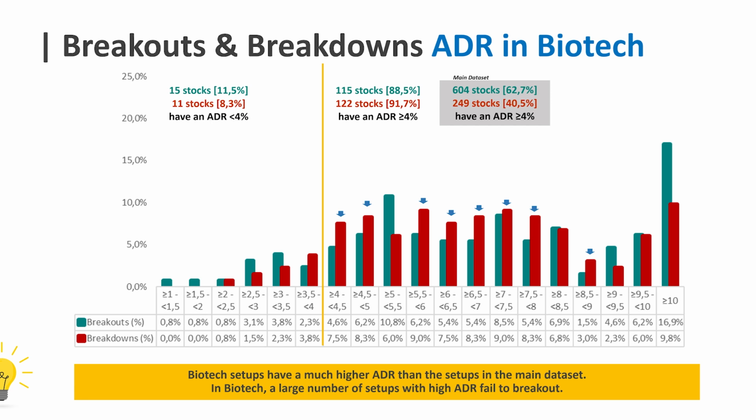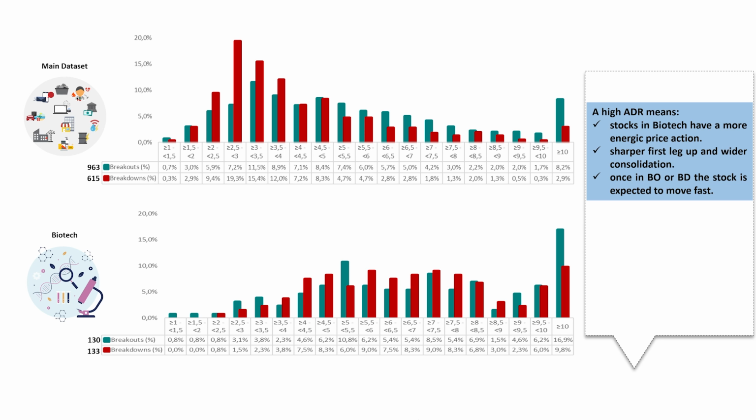So here's the conclusion. Biotech setups have a much higher ADR than the setups in the main dataset. In biotech, a large number of setups with high ADR fail to break out. Here's a side-by-side comparison of the ADR in the main dataset and ADR in the biotech industry, and visually we can see that the percentage of stocks and setups with a high ADR in biotech is much higher, which leads to a couple of conclusions.